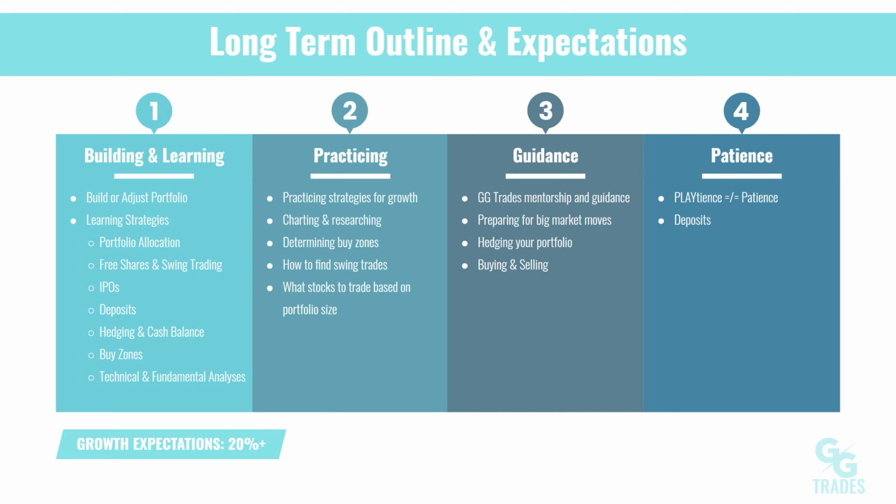So, getting into the long-term outline and expectations, I've essentially split this up into 4 phases. First one being building and learning, second, practicing, third, guidance, fourth is patience. So in the first phase, we'll work together to build or adjust your portfolio. And of course, one of the biggest parts here is going to be learning strategies for investing. So what should your portfolio allocation be? How to get free shares in swing trade, IPOs and how you can use that to your advantage, deposits, hedging and cash balance, what buy zones are for certain stocks, and of course, technical and fundamental analyses on stocks and companies.